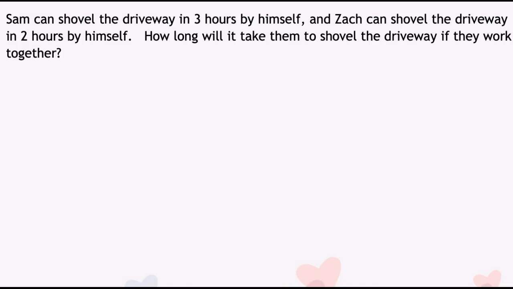Actually, you said X. Let's talk about X for a minute. That's a good question. What should X represent? Good. How long it will take them to shovel the driveway? That's what we want to know. So X is going to be the number of hours shoveled together. So the number of hours they shovel. Okay, so if they shovel for 1 hour, how much of the driveway is Sam going to get done?